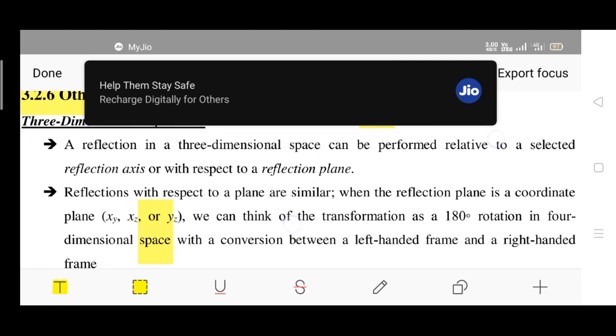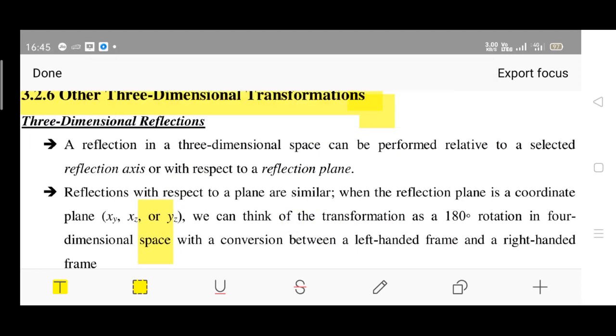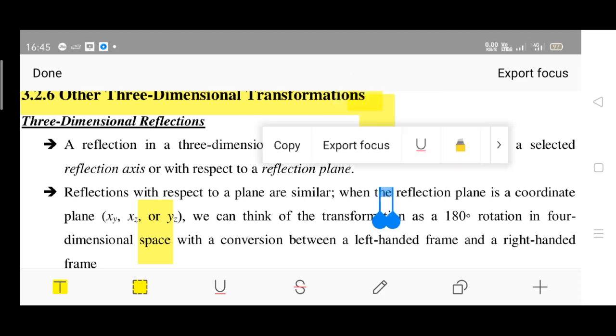A reflection in a three-dimensional space can be performed relative to the selected reflection axis with respect to the reflection plane. Earlier we have considered the x as well as y reflections. Recall the 2D model concepts. Go through the matrix format as well, the homogeneous coordinate representation of the model. So we are extending the same concept for the third dimension, that is the z plane as well.